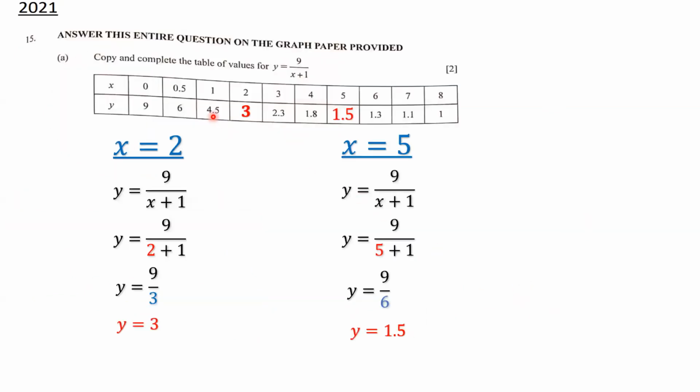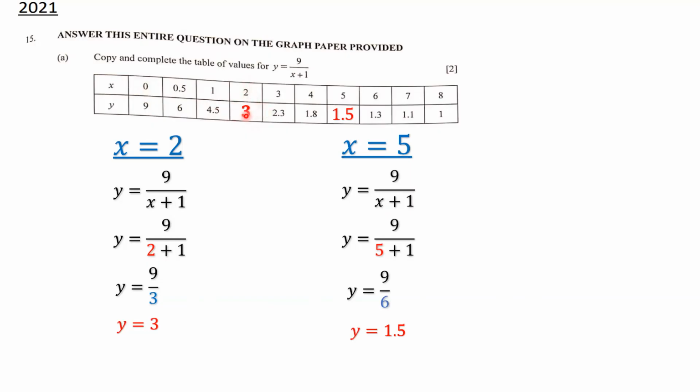Here we have a graphing question. They said, copy and complete the table of values for y is equal to 9 over x plus 1. Okay, so when the x value is 0, the y value is 9. When the x value is 0.5, the y value is 6. When the x value is 1, the y value is 4.5. When the x value is 2, we don't know what it is.